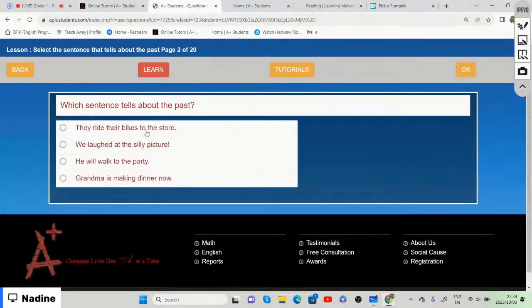Ride their bikes to the store. We laughed at the silly picture. He will walk to the party, and Grandma is making dinner now. We need to choose the correct one that tells us about the past. It tells us about something that already happened.